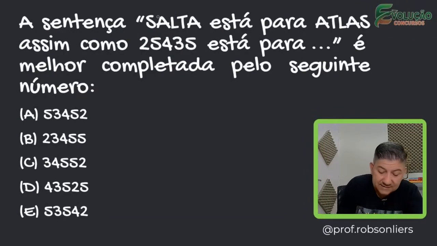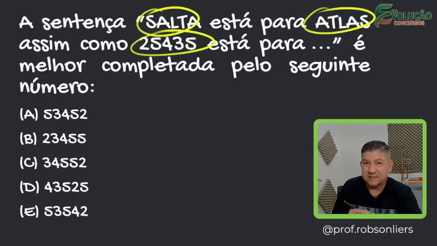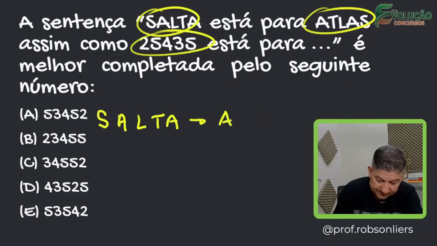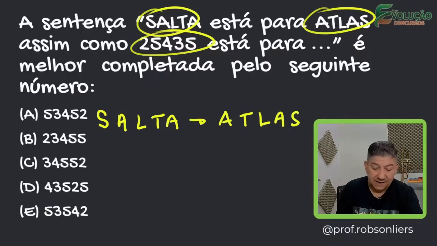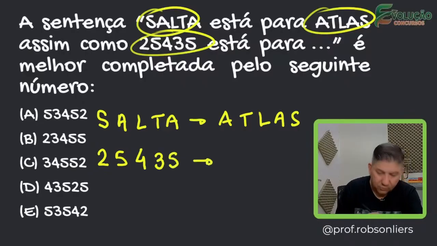Look, the sentence "Salta" is to "Atlas" as 25,435 is to which number? It's a logic question, right? Putting our logical reasoning to work, the best way for us to solve this kind of question is by organizing the sentences here. We know that the sentence is "Salta," so I'll put it here. "Salta" is to "Atlas," just like 25,435 is to which number?